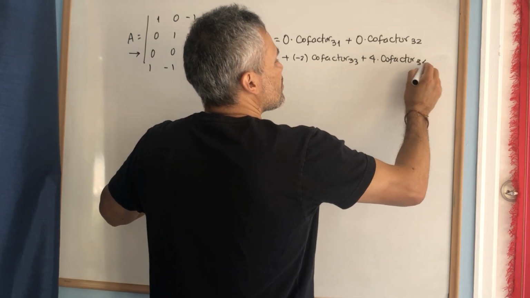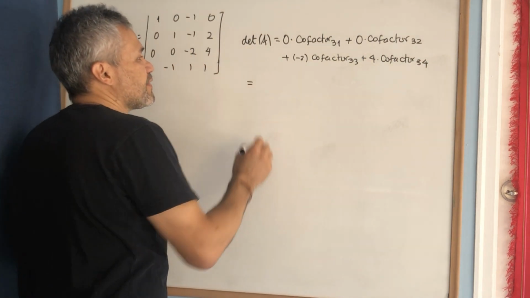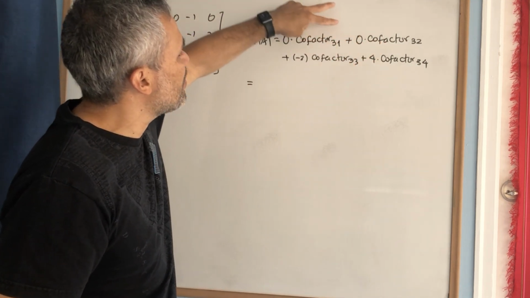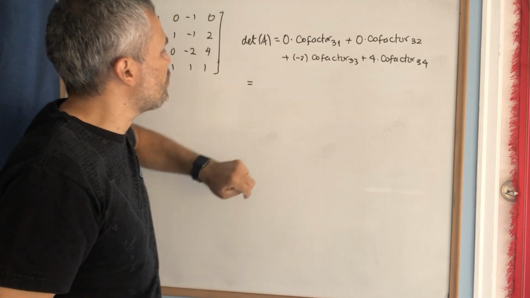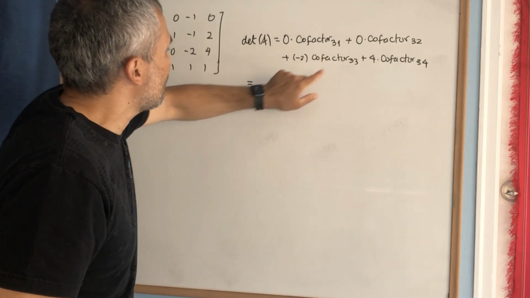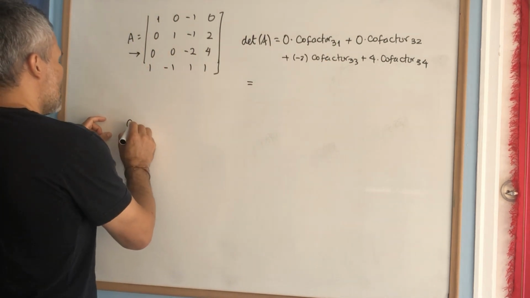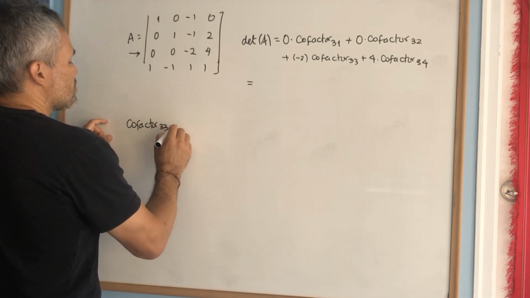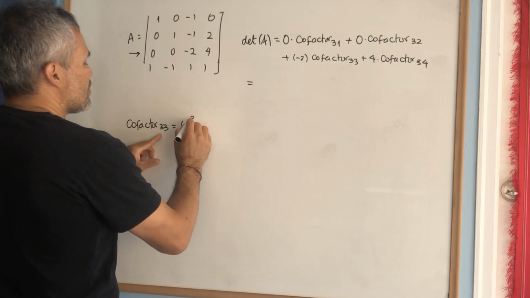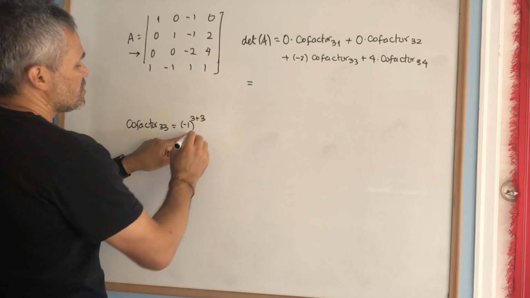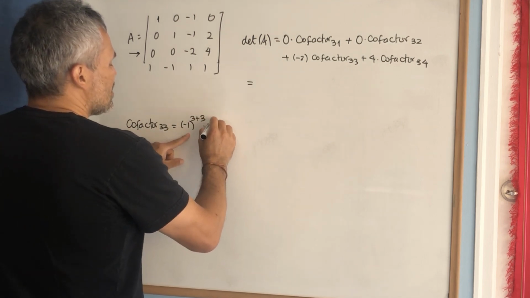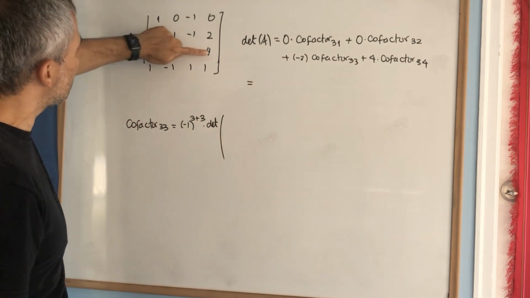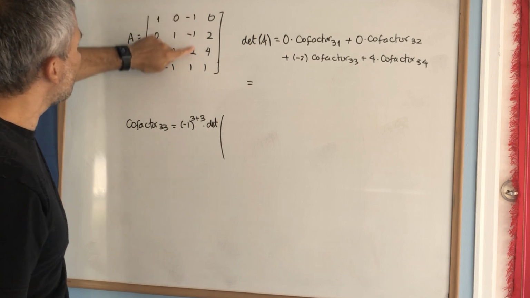the cofactor 3,4. And then since this cofactor is multiplied by 0 and this cofactor is multiplied by 0, I'm not going to bother computing those cofactors. Then I have to compute the cofactor 3,3. Cofactor 3,3 is going to be equal to negative 1 to the 3 plus 3, which is just 1, times the determinant of the matrix that I get when I remove the third row and the third column.